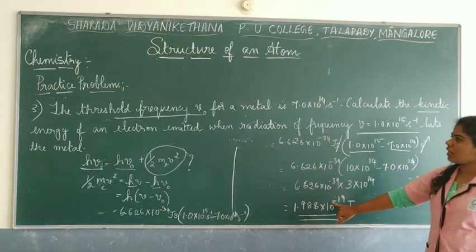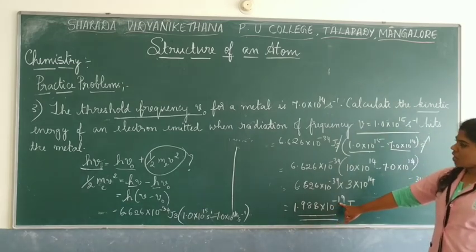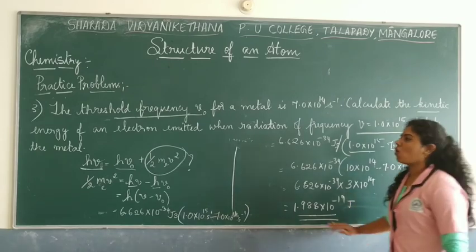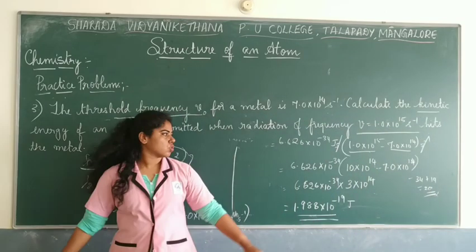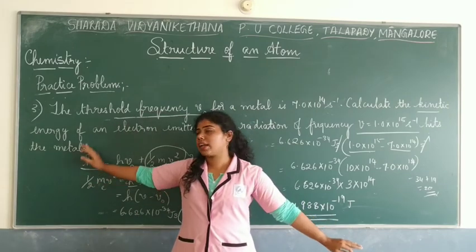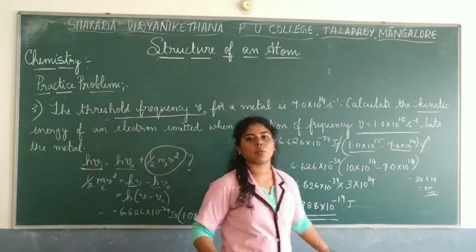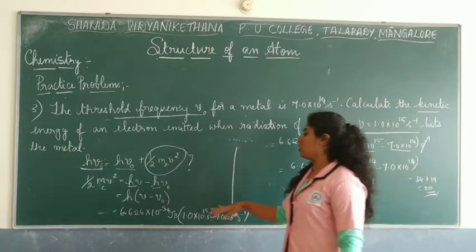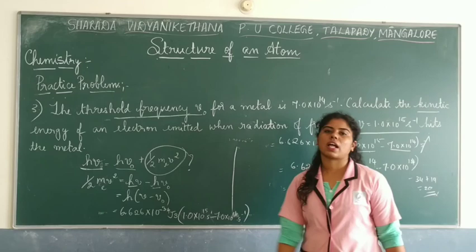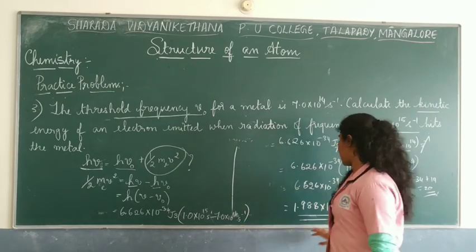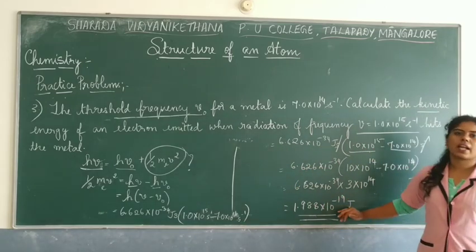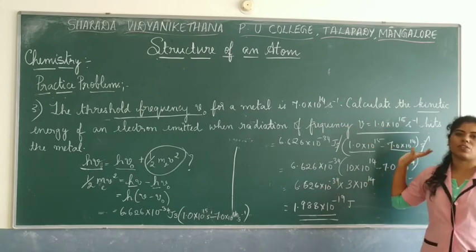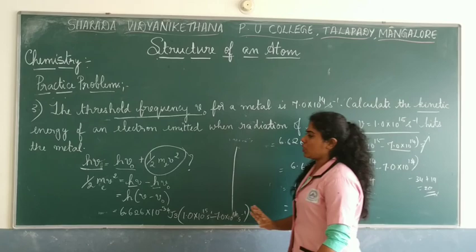So this is the energy of an electron which is emitted, the kinetic energy, when radiation of so much frequency, that is 1.0 into 10 to the power 15 hertz or second inverse, falls on that particular metal. So this much is the energy which is being emitted out as kinetic energy for a metal having a threshold frequency of 7.0 into 10 to the power 14 second inverse. So this is how you can do it.